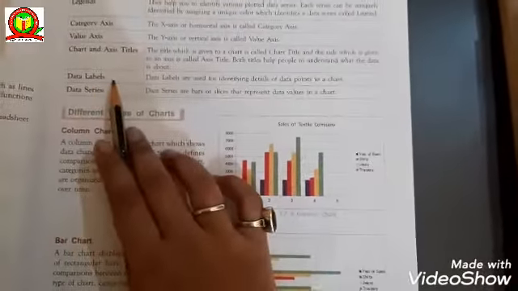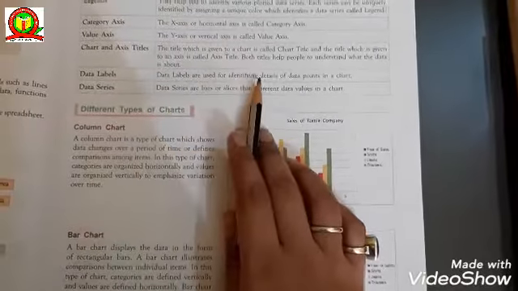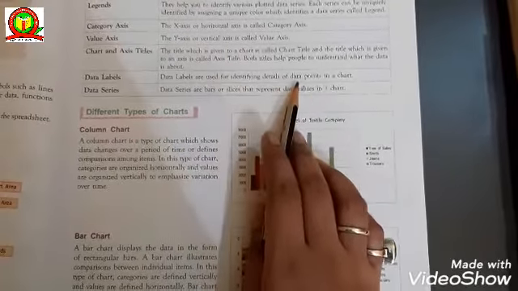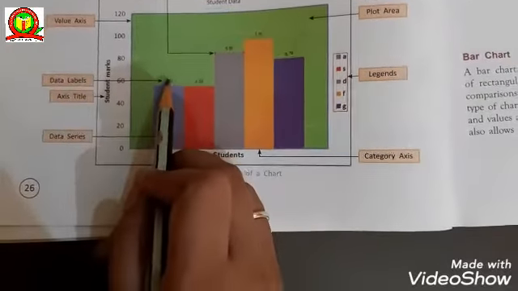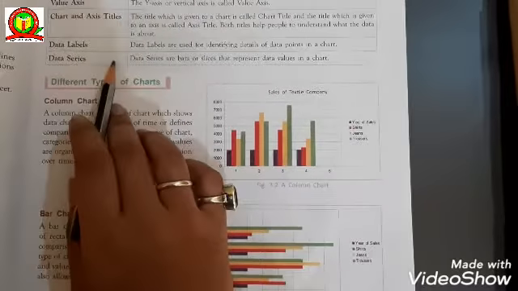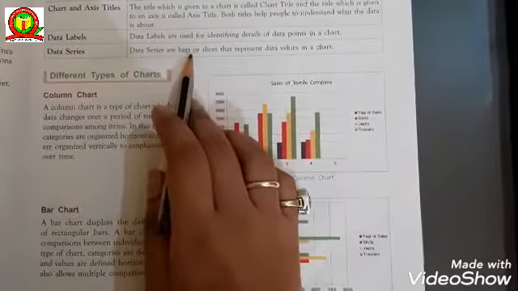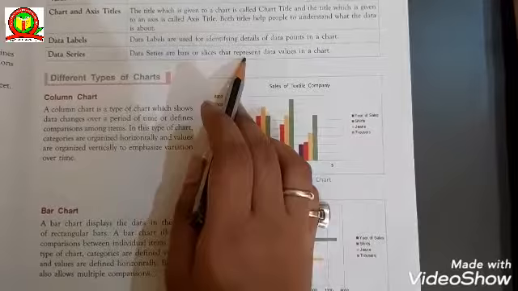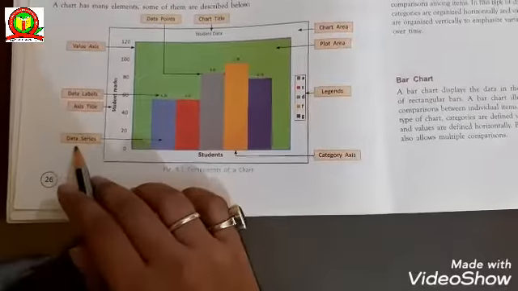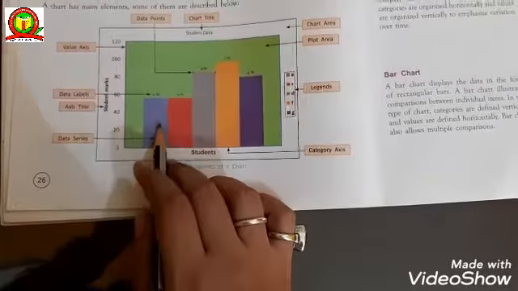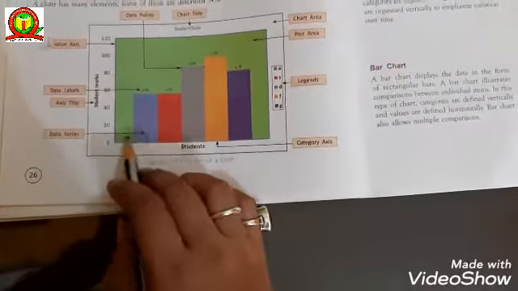Then data labels. Data labels are used for identifying details of data points in a chart, as you can see data labels here. Okay. This is the data series. Data series are bars or slices that represent data values in a chart. Data series, you can see it here. These are the series, okay, which are represented in a chart.